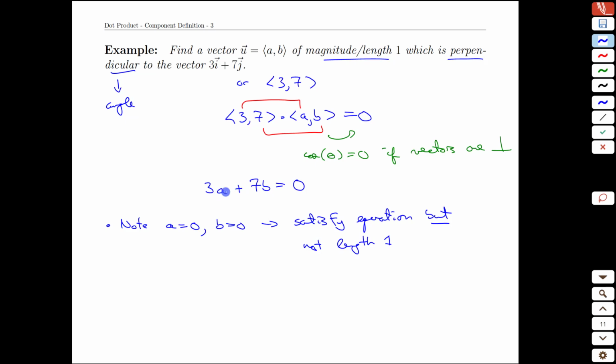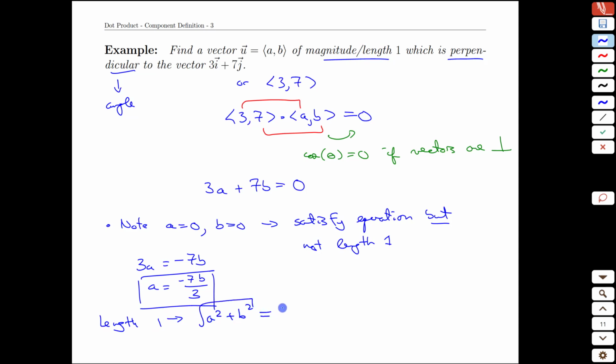Well, what we can do initially is note that 3a would equal negative 7b, or that a would equal negative 7b over 3. Well, that's one piece of information that helps show the relationship between the two components, the x and y components in our vector that we're looking for. We can also bring in the magnitude or the length of the vector as well. So if we need length 1, that means that a squared plus b squared, all square rooted, has to equal 1 as well.